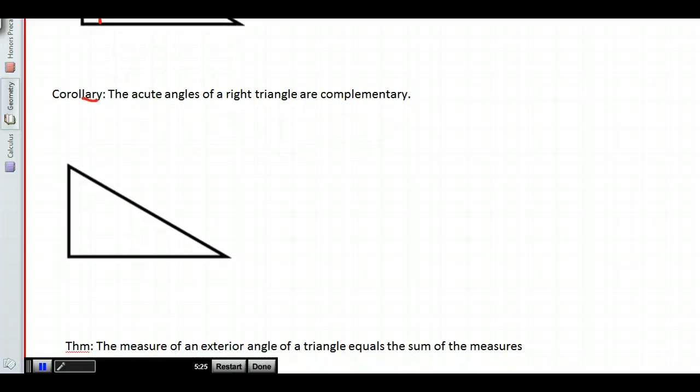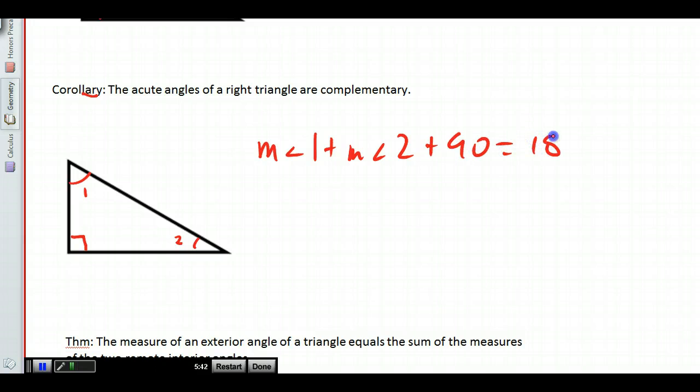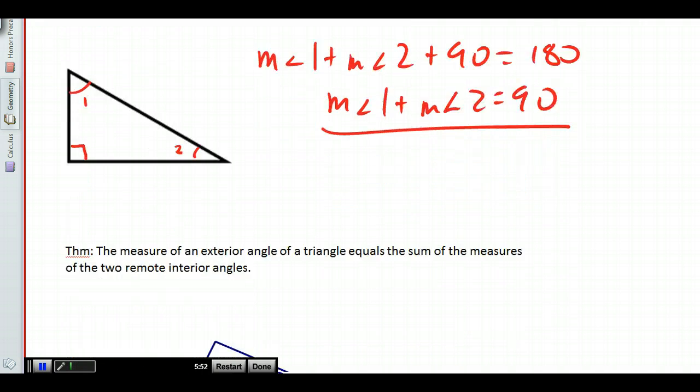And finally, the acute angles of a right triangle are complementary. If that's 90, and angle 1 and angle 2 are in this triangle, then the measure of angle 1 plus the measure of angle 2 plus 90 has to equal 180. And I can subtract 90 from both sides, and I have 90 left over. Well, that's the definition of complementary angles, two angles that add up to 90.